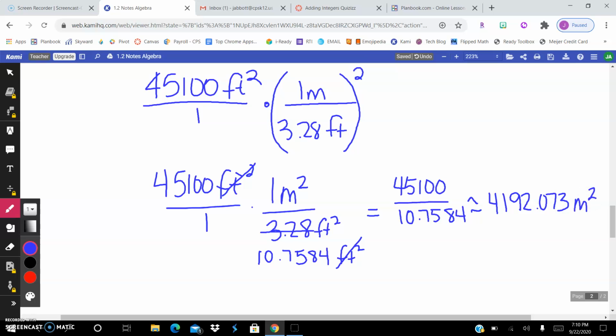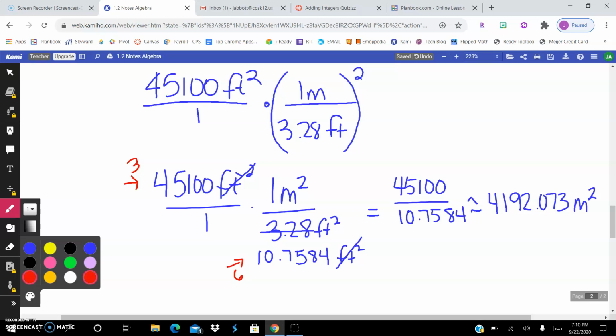The directions said that we have to round that to the correct number of significant digits. Looking back at our problem, we had 45,100, which has 3 significant digits, and the 10.7584 actually has 6 significant digits. The rule said that we have to round to a number with the smallest amount. So we have to round 4,192.073 to a number with 3 significant digits.